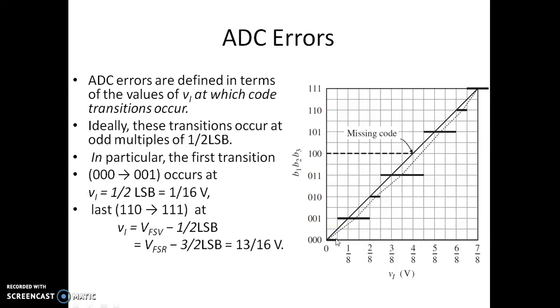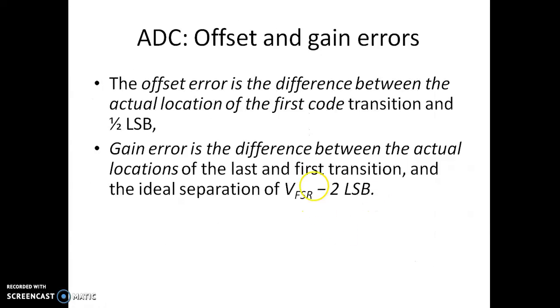The first transition is happening at 1 by 16. The last transition is happening at 13 by 16. If you find the difference between this 13 by 16 and 1 by 16, if that difference is exactly equal to VFSR minus 2 LSB, then we say there is no gain error. Suppose the separation between the first transition and the last transition is anything other than VFSR minus 2 LSB, then we say a gain error has occurred.